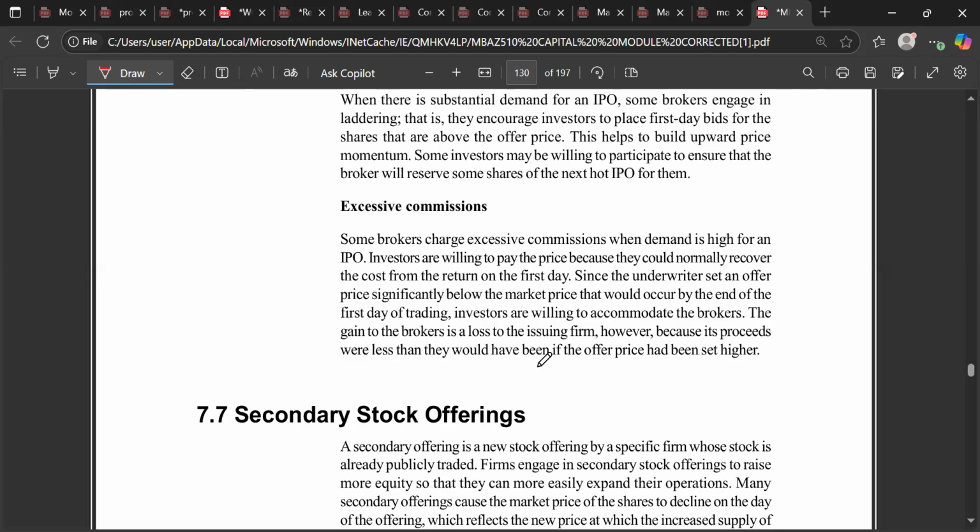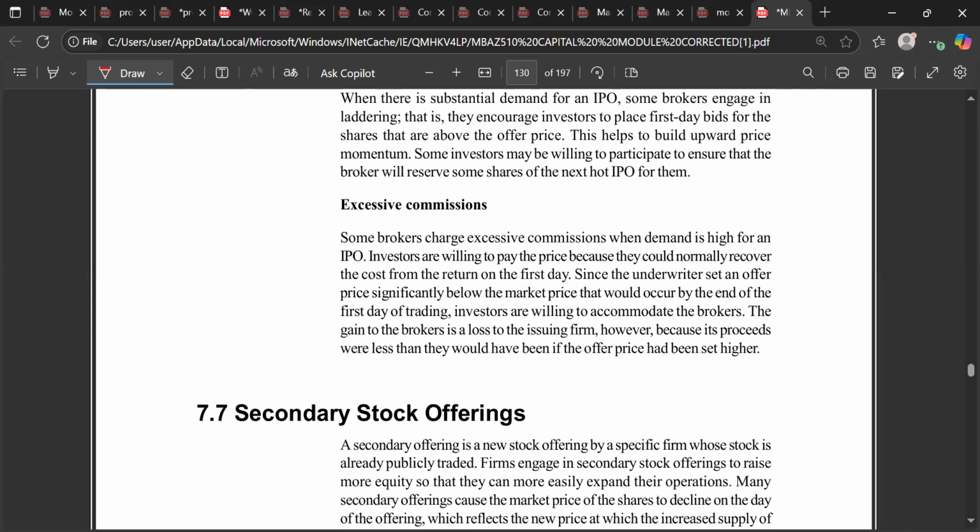Next is excessive commissions. Here, as a broker, you're charging high fees due to strong demand. That covers the IPO segment.